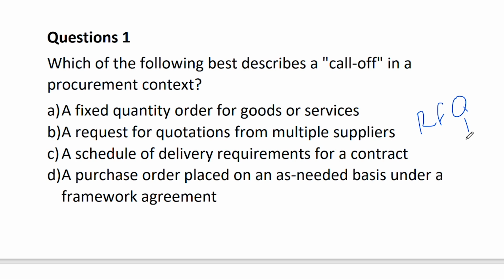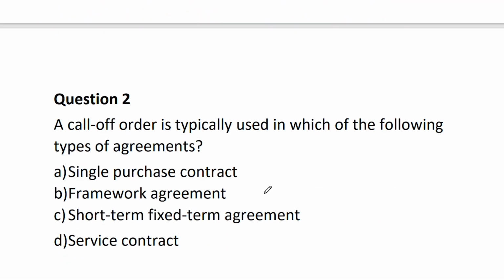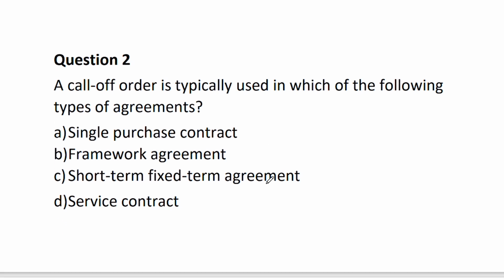So a purchase order placed on an as-needed basis under a framework agreement. So that is the call-off. Okay, so that's the thing. A call-off order is typically used in each of the following types of agreements. Some of these questions just test whether you know the practicality of these things. So you can say, is it in a single purchase contract? No. Is it in a framework agreement? Yes. Do we need to continue looking at the other answers? No. So framework agreement means you're going to use a call-off.